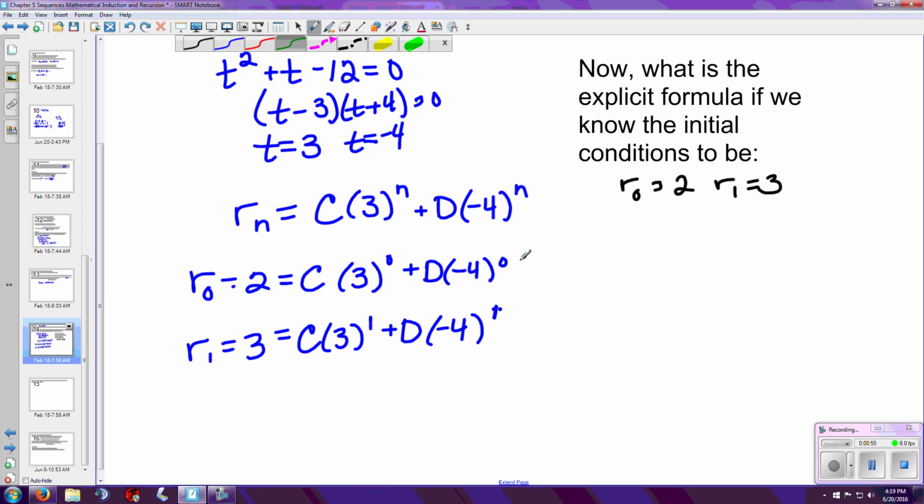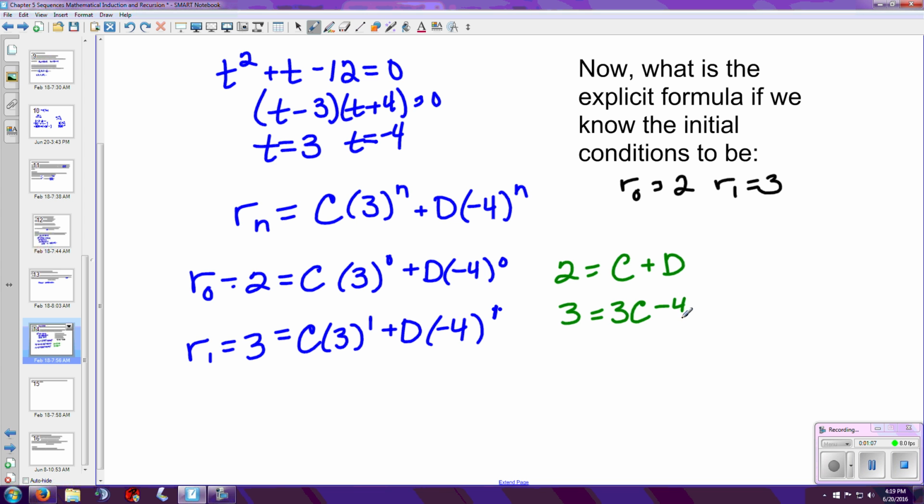So let's take a look at what this gives us. This tells us that 2 equals c plus d, and that 3 equals 3c minus 4d. Well, this is just a system of equations with two unknowns. You can solve this by substitution or elimination, whatever you're more comfortable with. We'll just go by elimination here.